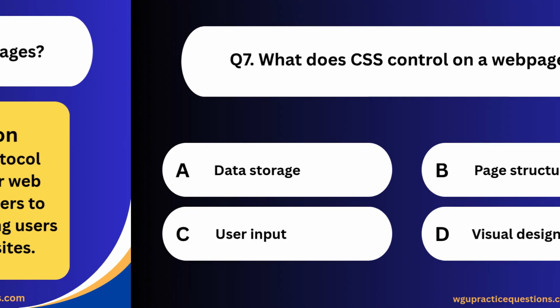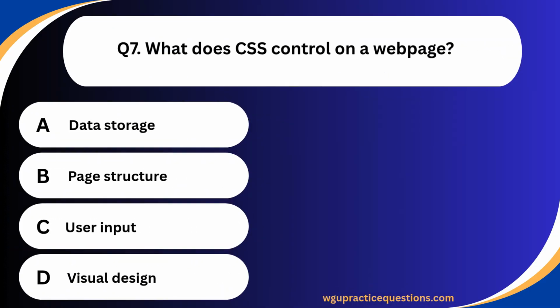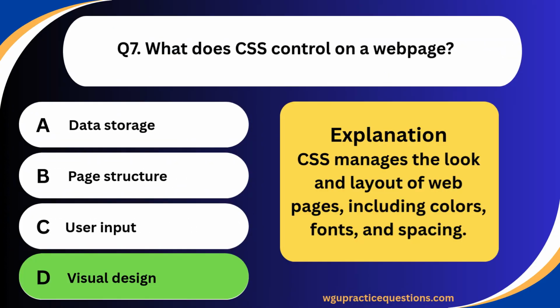websites. Question 7. What does CSS control on a web page? A. Data storage. B. Page structure. C. User input. D. Visual design. Which one is the correct answer? The correct answer is D. Visual design. Explanation. CSS manages the look and layout of web pages, including colors, fonts, and spacing.